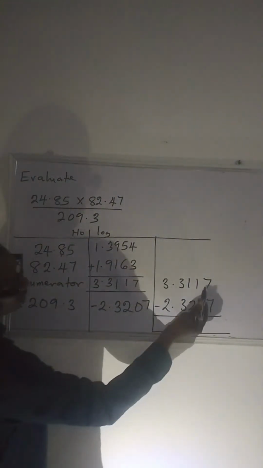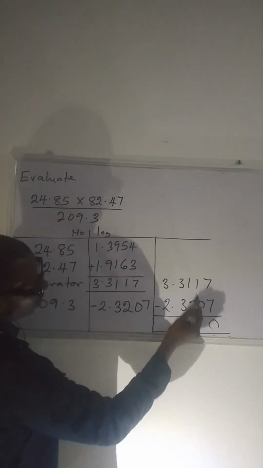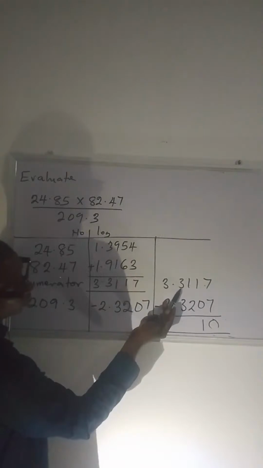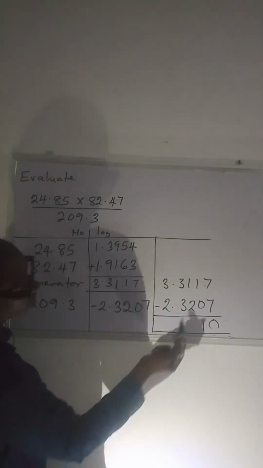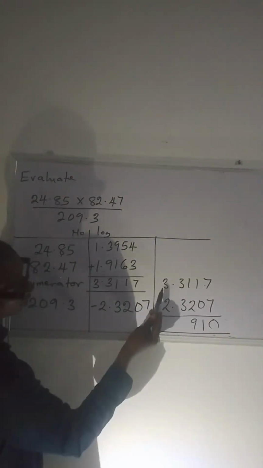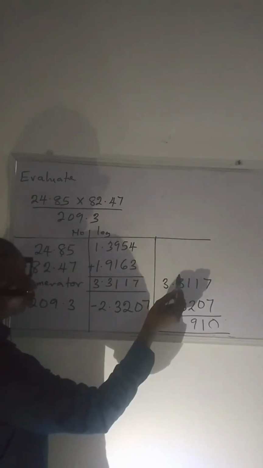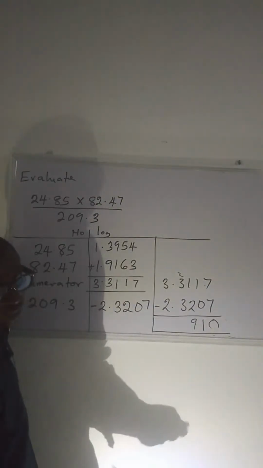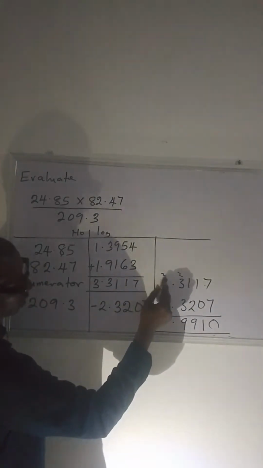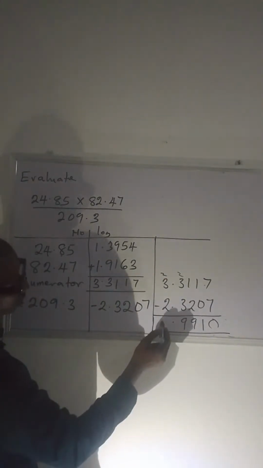So 7 minus 7, that's 0. 1 minus 0, 1. Now you have to borrow 1 from here. That's 11 minus 2, that gives you 9. Okay, you have to borrow 1 again. This is 2, so that's 12. 12 minus 3, that's 9. We are left with 2 here. 2 minus 2, that is 0.